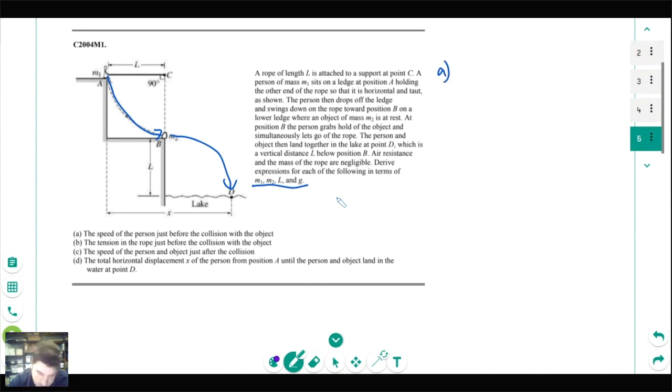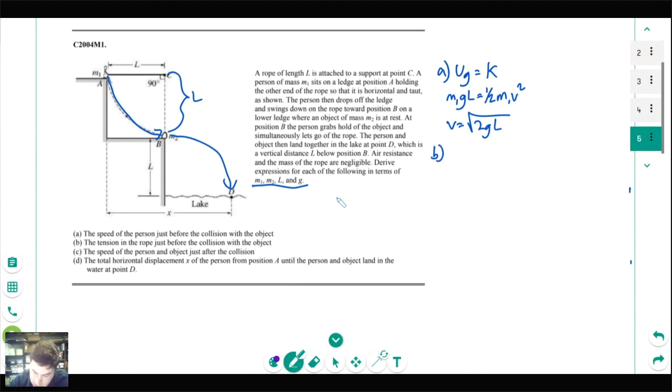All right, so part A, we have the person at point A. They're falling down. This looks like a potential energy turns to kinetic energy sort of problem, where we've got M1, G, and how far are they falling? They're going to fall this distance, which is L. So we can get V is the square root of 2GL, with M1 disappearing. So far, so good.